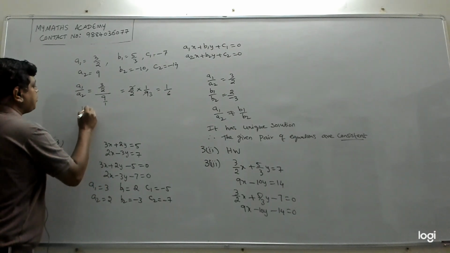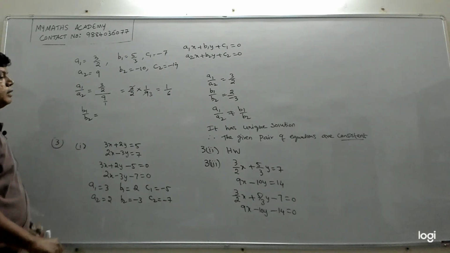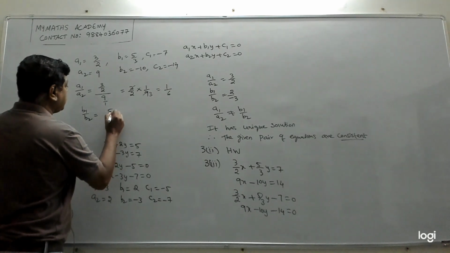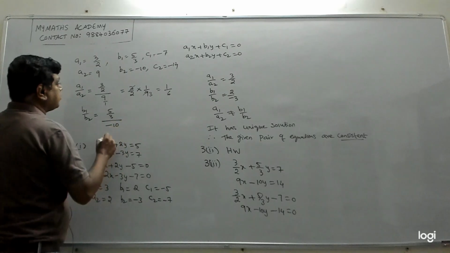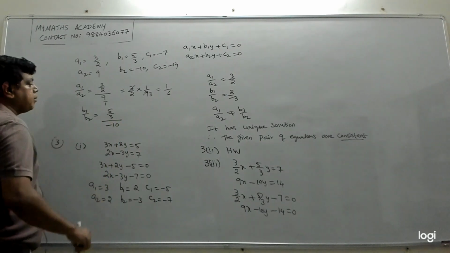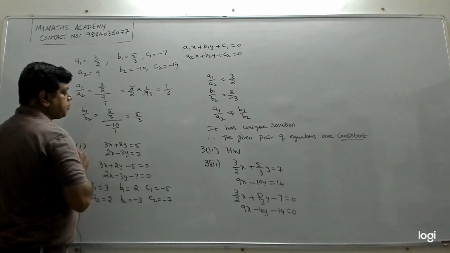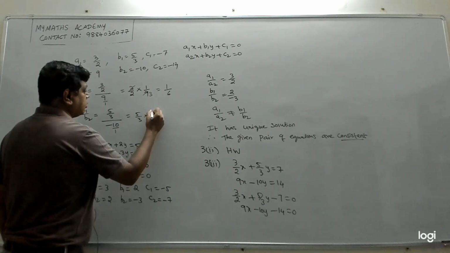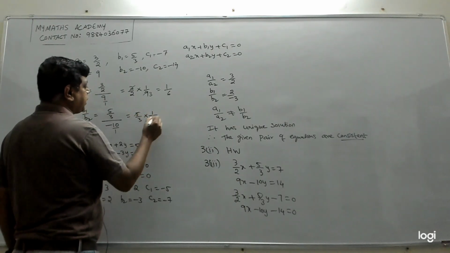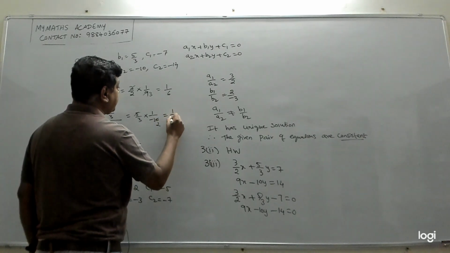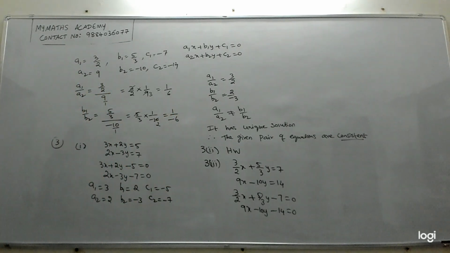Now let's find what is b1 by b2. b1 is 5 by 3 divided by minus 10. That is equal to what? 5 by 3, and minus 10 means minus 10 by 1, so we multiply by 1 by minus 10. These two will get cancelled. Sorry, you will get 2. Then you get 1 by minus 6.